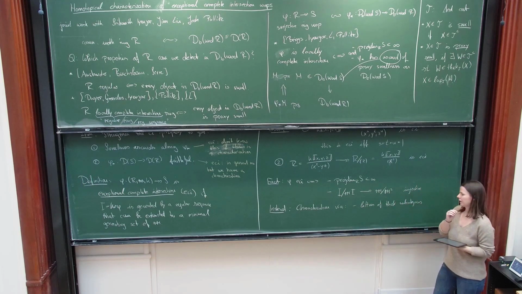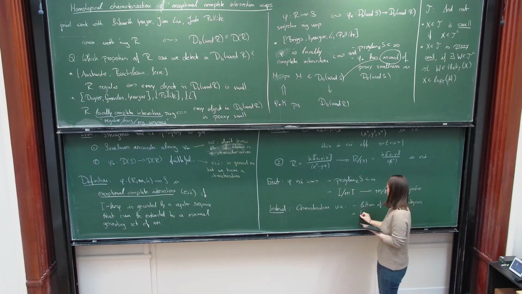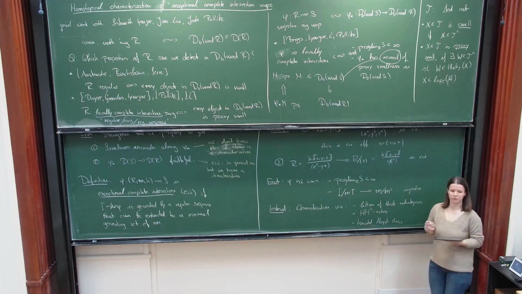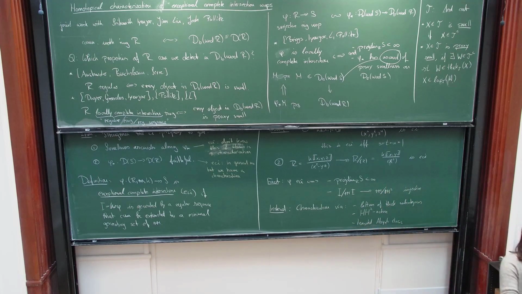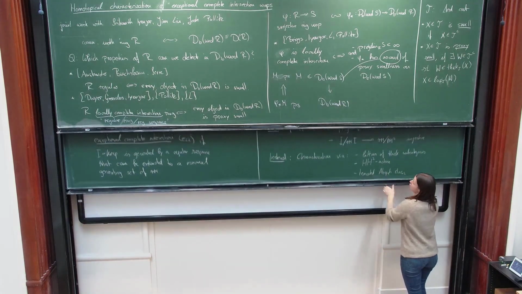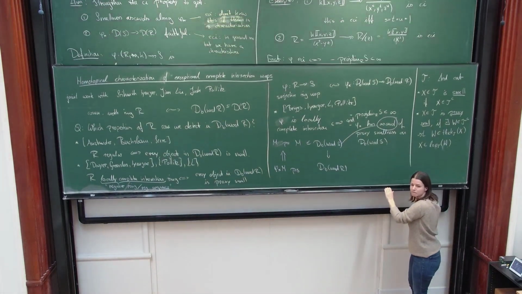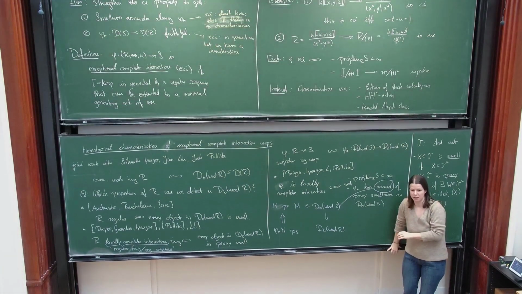Yeah, so instead we found a characterization via lattices of certain thick subcategories, the action of the second Hochschild homology, and the truncated of the other. And those are the things that I'm going to tell you about in the remaining time. Say again, this is a characterization of what exactly? Of the exceptional complete intersection.